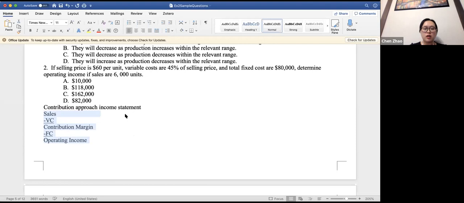And then, I think there will be an Excel file for the exam. So during the exam, when you meet a question like this, you can just structure this income statement in the Excel file. And then you just plug in the numbers, just in case you make mistakes. Okay. So sales, what is sales in this problem?